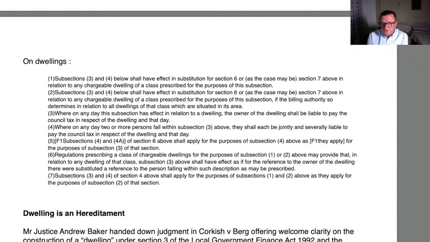You're bringing that to their attention, yeah, in writing. So dwellings, subsection 3 and 4 shall have effect in subsection 6, blah, blah. I'm not going to go through that, guys, because it's just a load of legal jargon, but you do need to know it. So it's basically saying, if the building authority so determines in relation to all dwellings of that class which are situated in this area, blah, blah. Right? So again, that's their vehicle, a part of their vehicle.